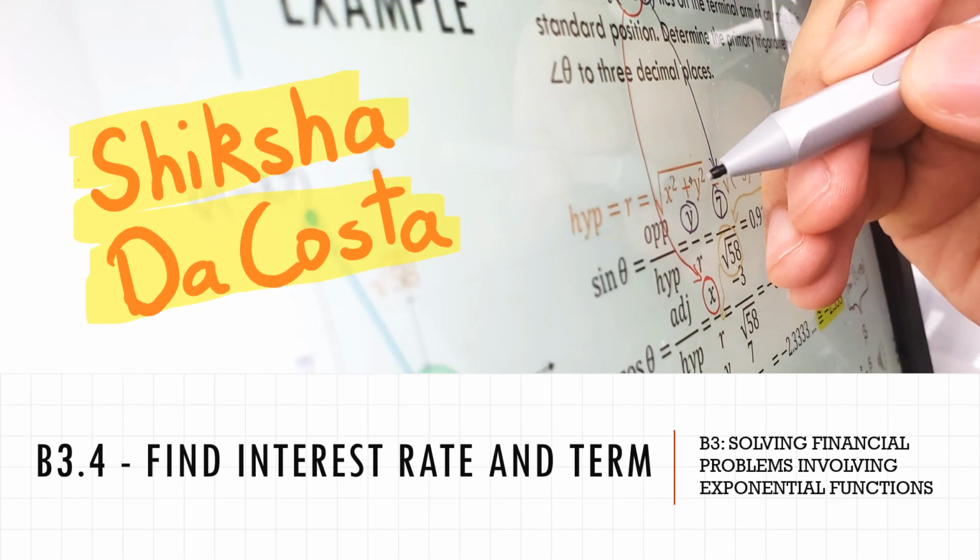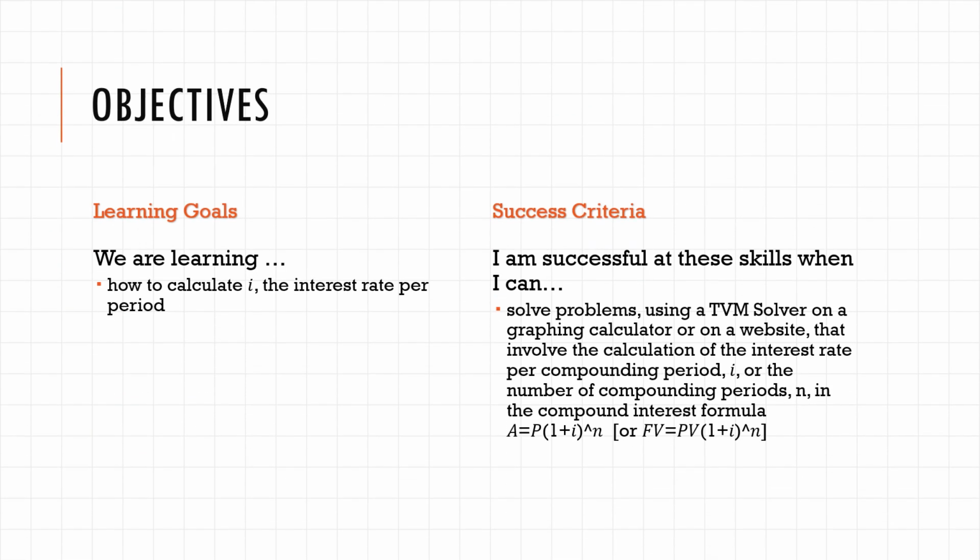Today we're going to learn how to find the interest rate and the term. Today we're learning how to calculate I, the interest rate per period, and the number of periods in a situation that involves compound interest.